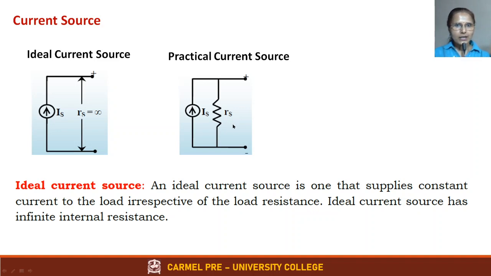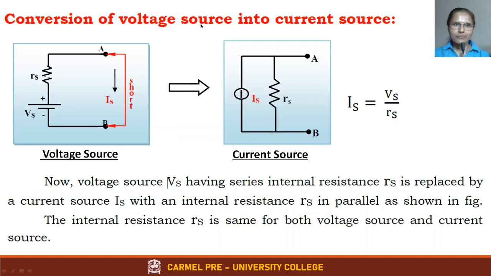Okay, now we will see how to convert practical voltage source to practical current source. Conversion of voltage source into current source. This is the voltage source, this is the current source. Now the internal resistance remains the same, that doesn't change. Okay, RS is going to be RS. How to find IS? Using Ohm's law. Simple. You know that I is equal to V by R, right? So to find IS, all you have to do is Vs by Rs. That is going to be your IS, and you write the value IS.